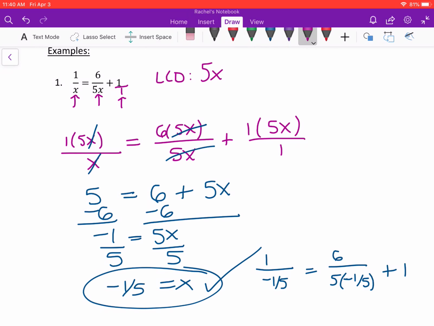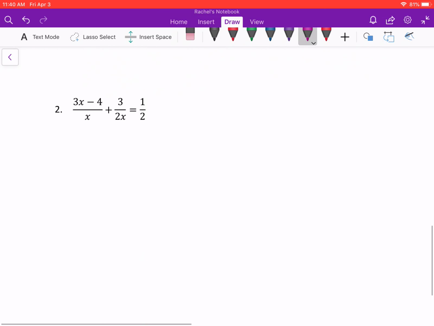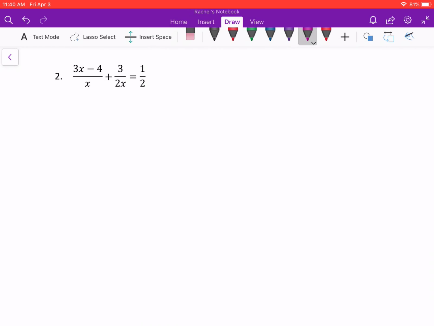All right, we'll do one more example. So next example, we have 3x minus 4 over x plus 3 over 2x equals 1/2. So start by finding that LCD. My first fraction has an x, so I need an x in my LCD. My second fraction has 2x in the denominator. We don't need to include another x, but we do need to include a 2. And my last fraction has a 2 in the denominator. And I've actually already included a 2 in my LCD, so I don't need to add another one in there.